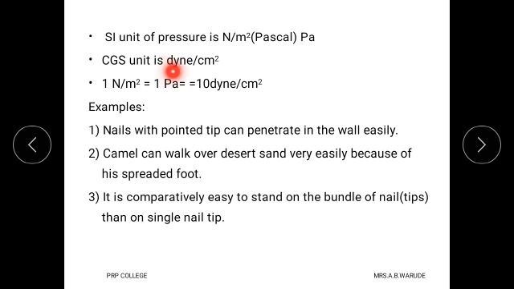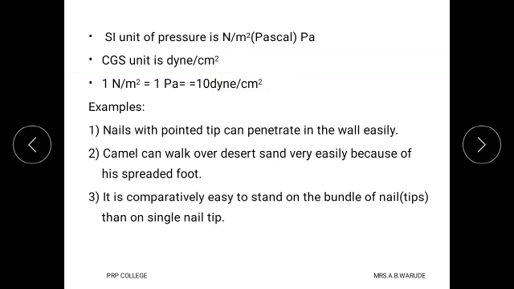Then we write the CGS unit of pressure. The formula is the same, P equals F upon A, but here we write the CGS unit of force and area. The CGS unit of force is dyne and the CGS unit of area is centimeter square, and therefore the CGS unit of pressure is dyne per centimeter square. And here 1 Newton per meter square is called 1 Pascal, and it is also equal to 10 dyne per centimeter square. And here are some examples of pressure.